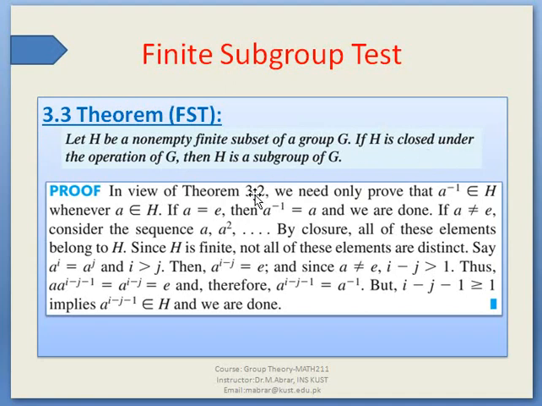So we will use the above theorem to prove this, and because it's already closed, by the two-step subgroup test ST2 we will need to show that a inverse belongs to H whenever a comes from H. So there are two cases. If a is the identity element, then we are done, because in that case the inverse of a is nothing but a itself.